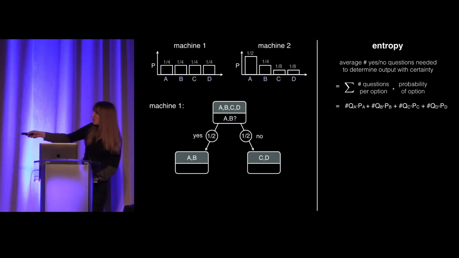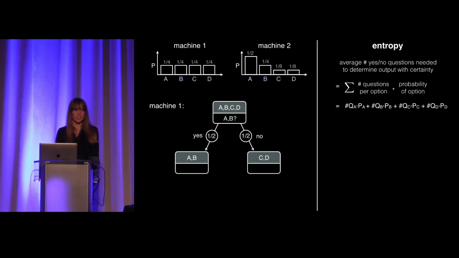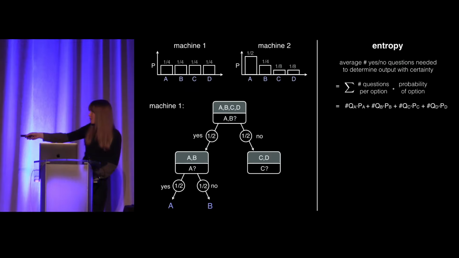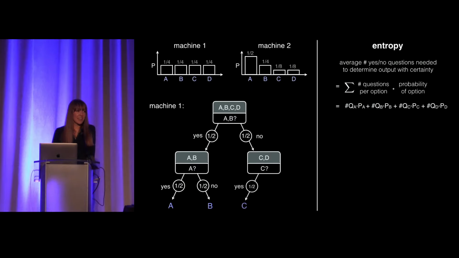So if we are on this branch here, so we know it's one of A or B, the next question that we could ask is, is it A? Half of the time we'll get a yes, and half of the time we'll get a no. But either way, we'll know if it was A or if it was B. We can do the same thing if we're on this branch here. So we can ask, is it C? We'll get yes half of the time, and no half of the time.